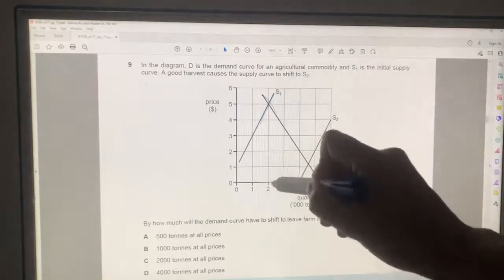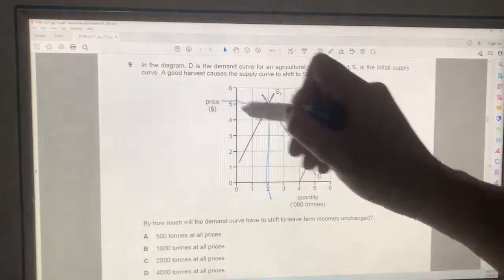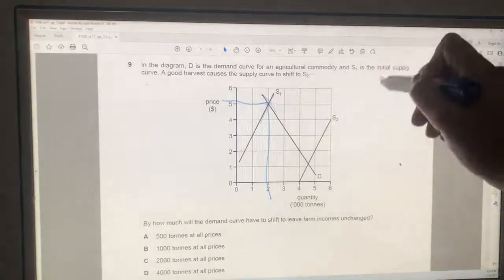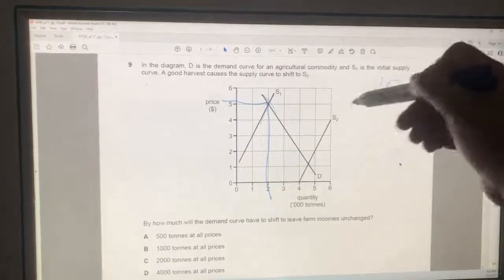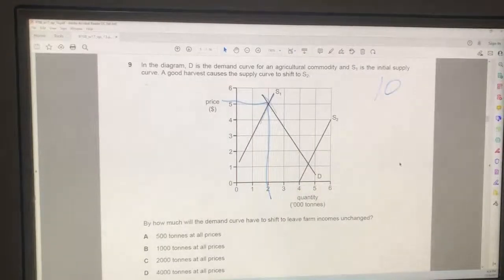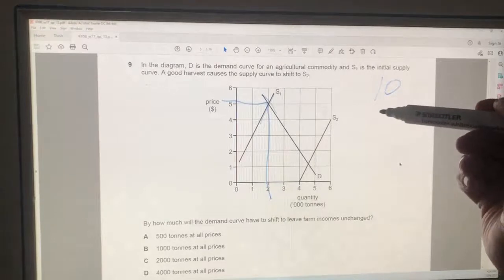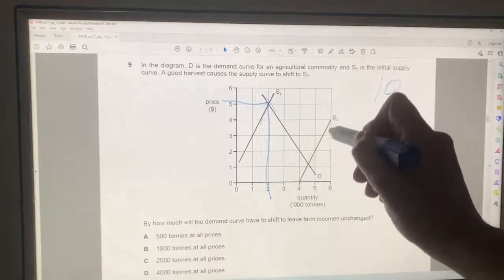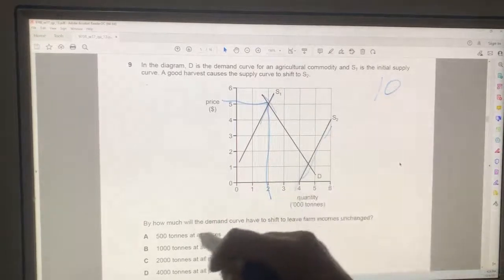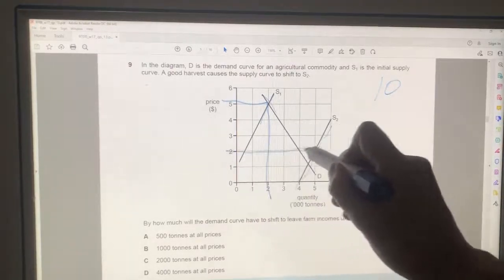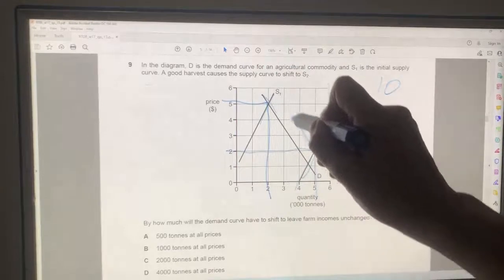Well, farm incomes were 2 times 5, right? So farm incomes were 10, so to speak. 10,000 tons. Let's see. Now our equilibrium is here. How much will the demand curve have to shift? We need 2 times 5.